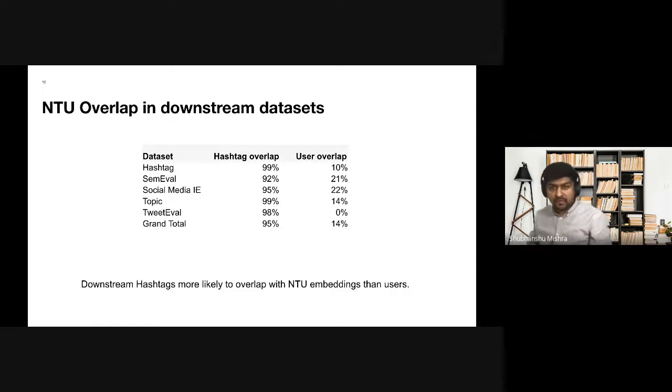Next, we investigate the performance of NTULM on tweets with and without any NTUs. First, we observe that our pre-computed NTU embeddings have high overlap with hashtags in downstream datasets. However, the overlap with users is significantly low. This may explain the ineffectiveness of NTULM plus author models.